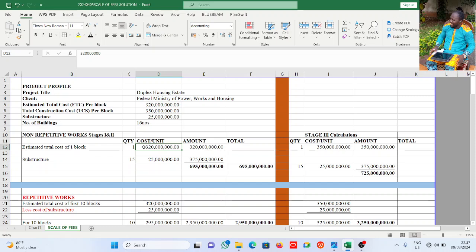Let me say this again before I go into it. Stages 1 and 2 calculation, and that of stage 3. When I get to repetitive works I'm going to explain it better, and it will be more understandable at that point. The cost of one block is 320 million, which is what I have here as the estimated total cost.